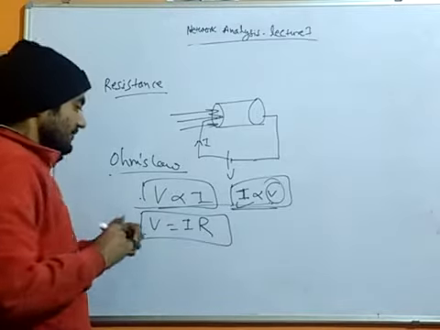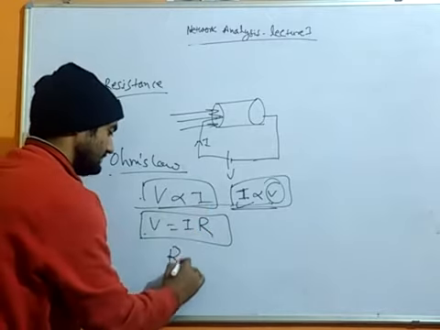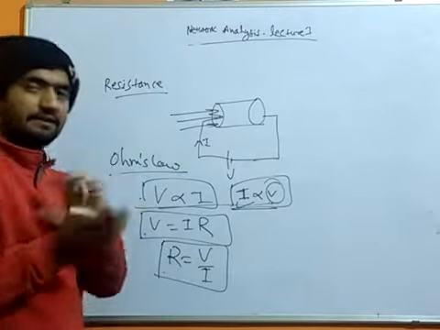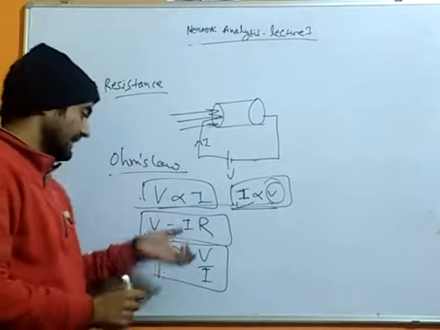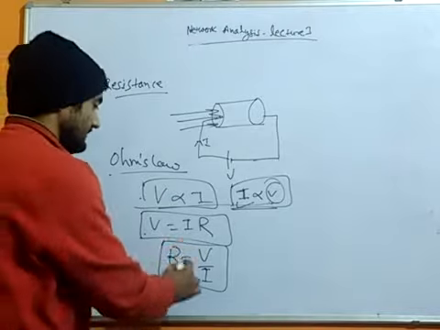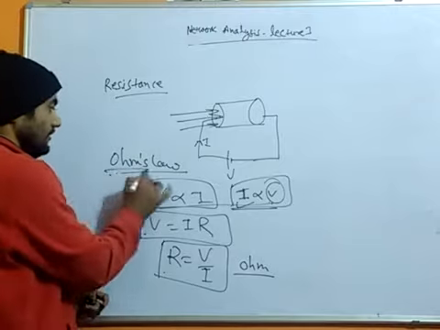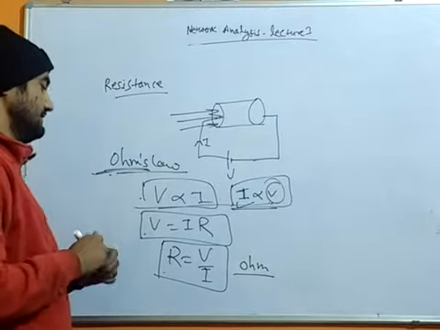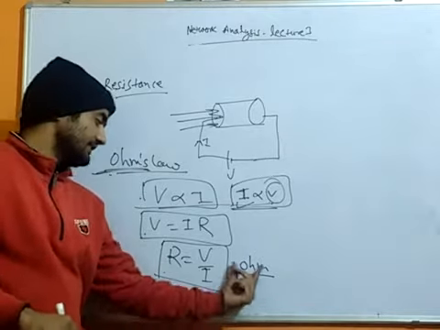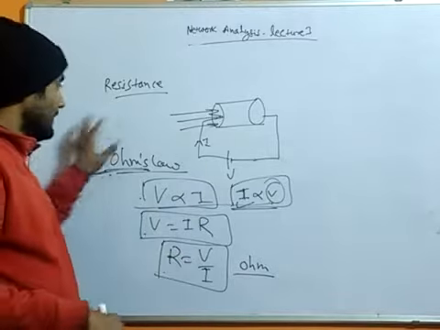Here R is resistance, so we can define the resistance as V upon I. There is a simple relation between voltage, current and resistance, and that is R equals V upon I, and the result is denoted in ohm. As per the law and the scientist's name, the unit of resistance is ohm. This is the basic introduction about resistance.